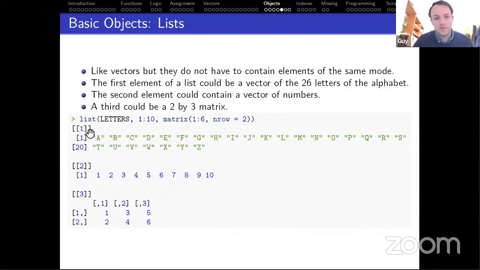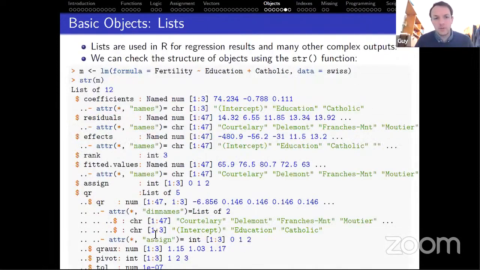The first element of the list is a kind of vector. It's an object of a different mode within the list. In the second part we've got the numbers 1 to 10, and in the third part we've got a matrix. So lists are super flexible. They can contain many different modes. Whereas remember, with a vector or a matrix, we have to have the same mode of data for all the elements. Okay, so lists are used a lot in R.